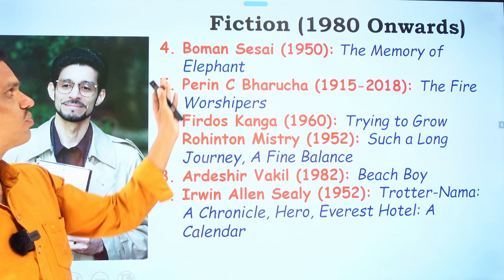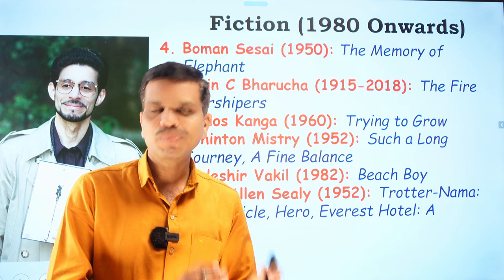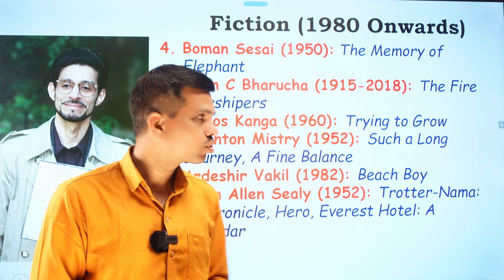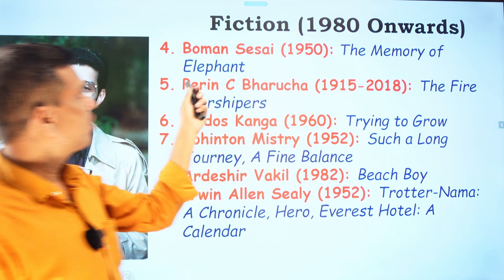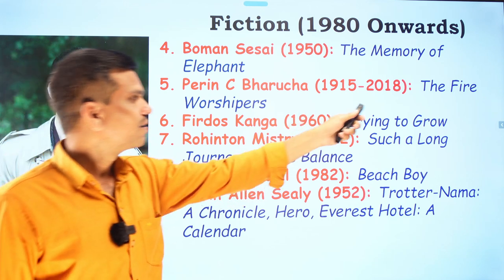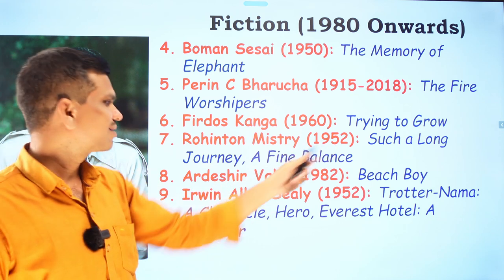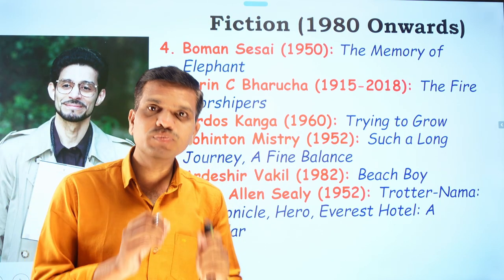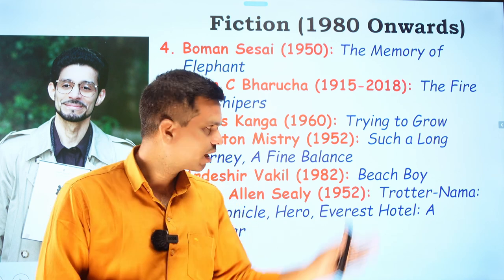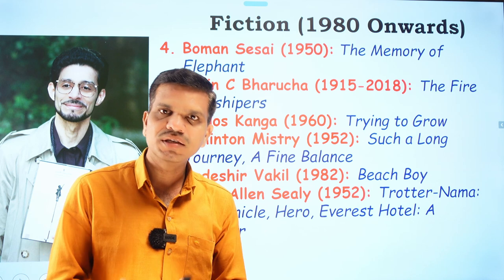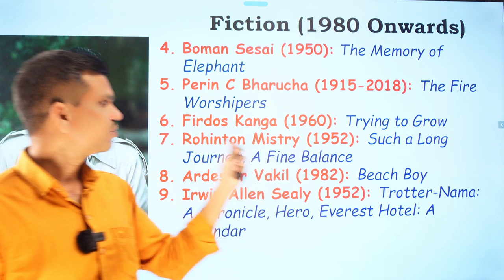Next we have number four. There are some Parsi writers who have delineated Parsi life in their novels and stories. Here we have Parsi writers like Boman Desai, who composed The Memory of Elephants. Then we have Perin Bharucha, The Fire Worshippers. Then Firdaus Kanga, Trying to Grow. Then we have Rohinton Mistry, with Such a Long Journey and A Fine Balance, fine pieces of fiction, because he delineates the culture of the Parsis. Some of his novels are based in Mumbai, then Bombay, and we find the culture and setting from there in his novels.